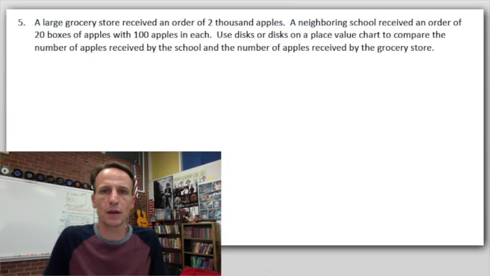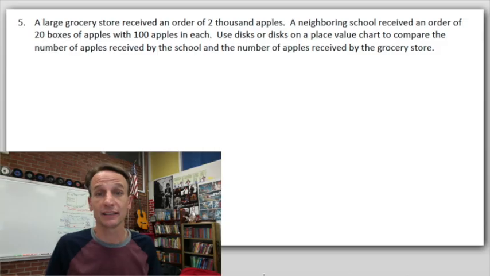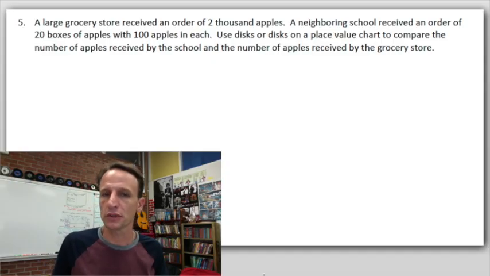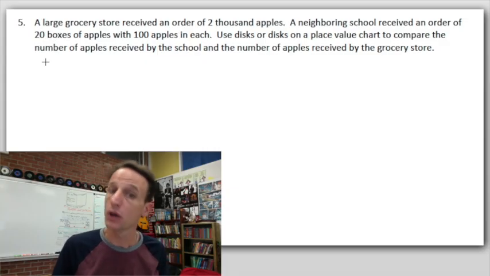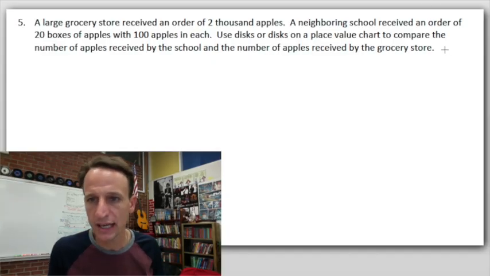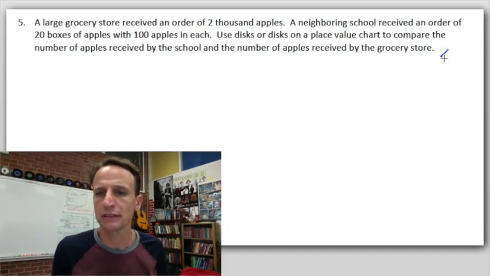Love me some word problems. Number 5, because you know what? Life is just one big word problem. Number 5, a large grocery store received an order of 2,000 apples. A neighboring school received an order of 20 boxes of apples with 100 apples in each. Use disks on a place value chart to compare the number of apples received by the school and the number of apples received by the grocery store. And when we say compare, I want to make clear we're talking about less than, greater than, equal to.